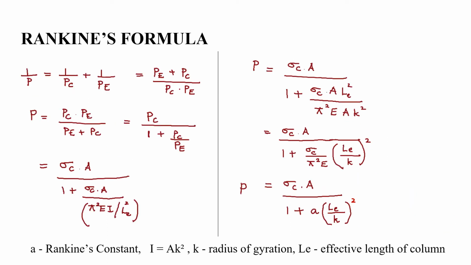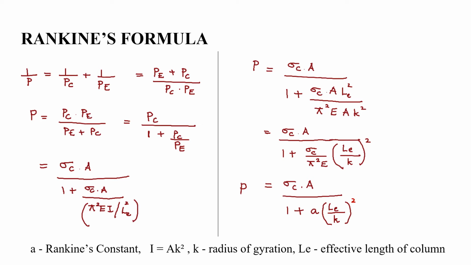The crippling load by Rankine's formula is given by 1 by P is equal to 1 by Pc plus 1 by Pe. Pc is the crushing load, Pe is the Euler's crippling load. That is, 1 by P is equal to (Pe plus Pc) divided by Pc into Pe, or P is equal to Pc Pe divided by Pe plus Pc. Divide throughout by Pe, that is, Pc divided by 1 plus Pc by Pe.